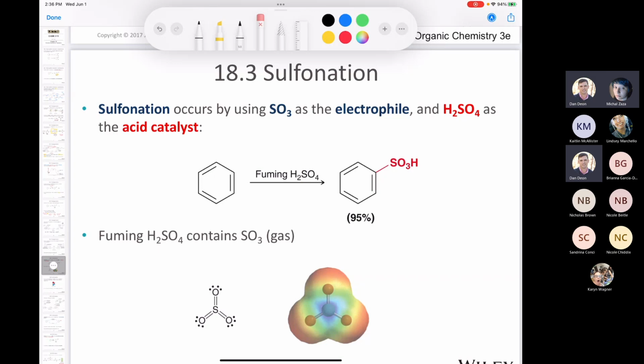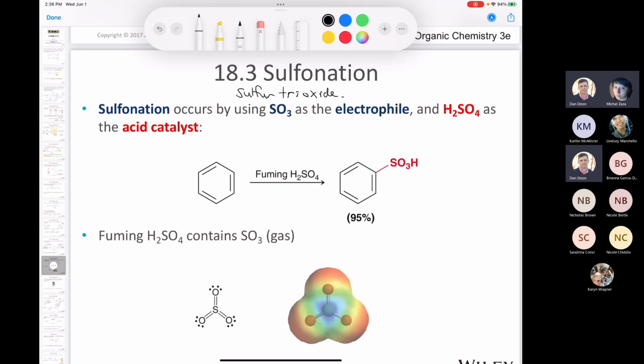Sulfonation sounds like a nation of sulfurs or something. Anyhow, sulfonation occurs by using SO3. So SO3, a little bit of practice of your covalent compound nomenclature. So this would be sulfur trioxide. So using sulfur trioxide as an electrophile and sulfuric acid as the acid catalyst.